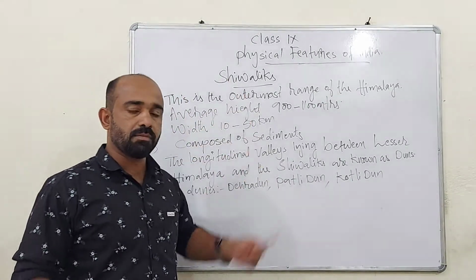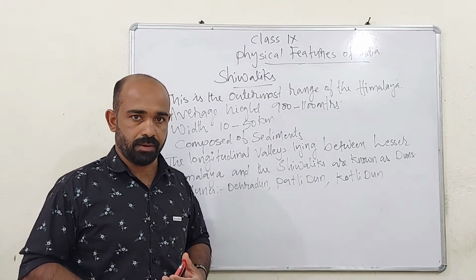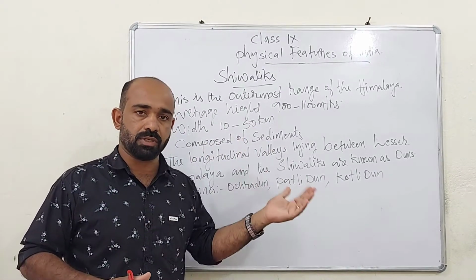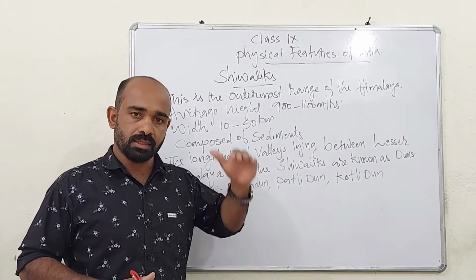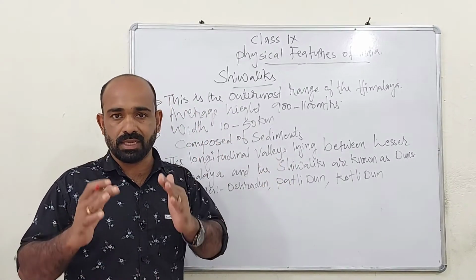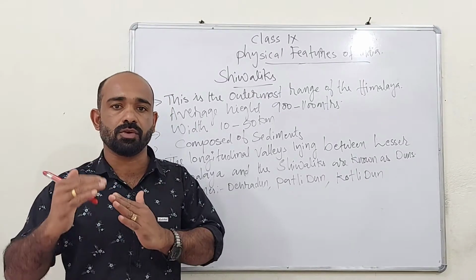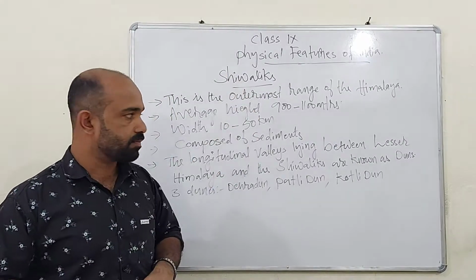Shivalik is the southernmost range of the Himalaya. Already we have studied Himadri. After Himadri, just south of it, we have seen the Lesser Himalaya, and the outermost range of the Himalaya is the Shivaliks.